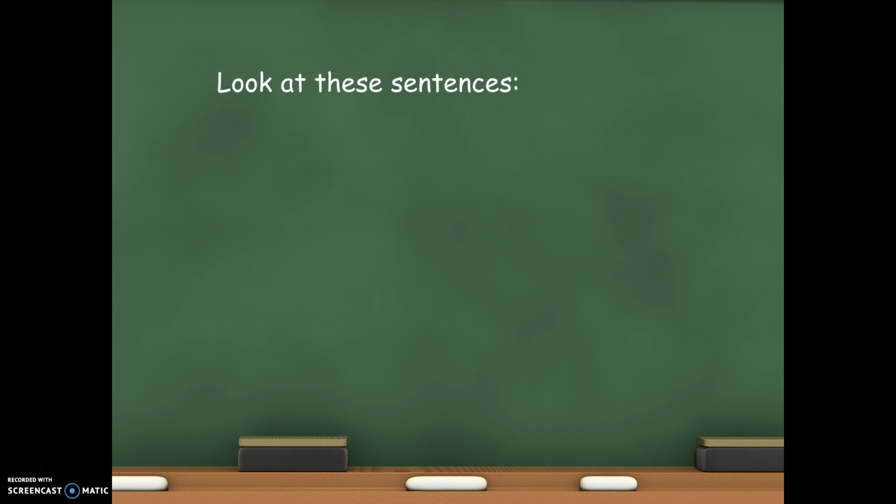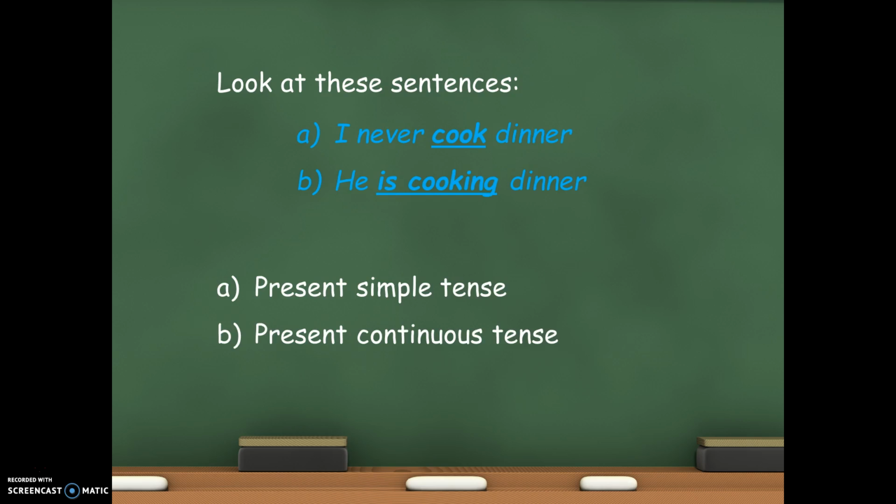Now let's get started. I'm going to show you when to use a present simple and when to use a present continuous. Let's have a look at these sentences. I never cook dinner, he is cooking dinner. The first sentence is in the present simple tense. The second sentence is in the present continuous tense.